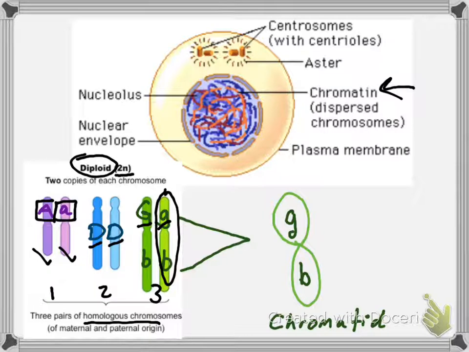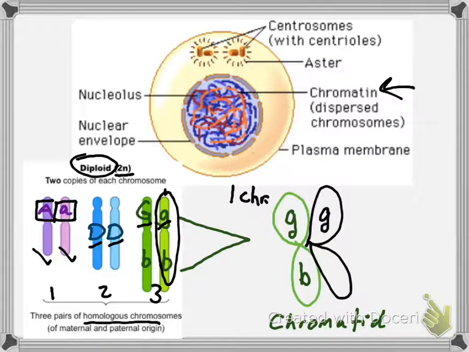So we're going to take this chromosome and look at what happens. Right now you have 1 chromosome, and then that is going to be duplicated in the S phase. In S phase, you replicate that and you get the same exact identical genetic information. This is still considered 1 chromosome.